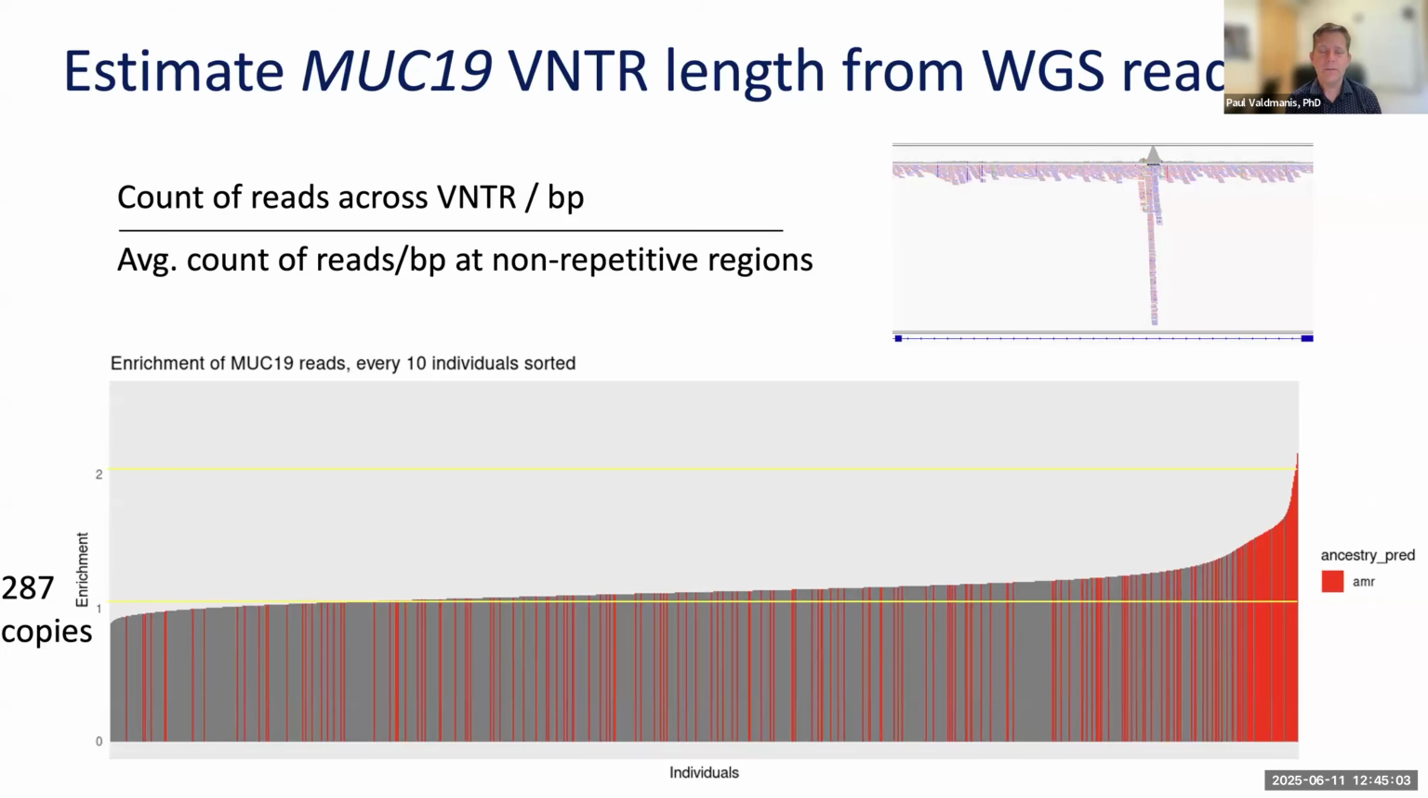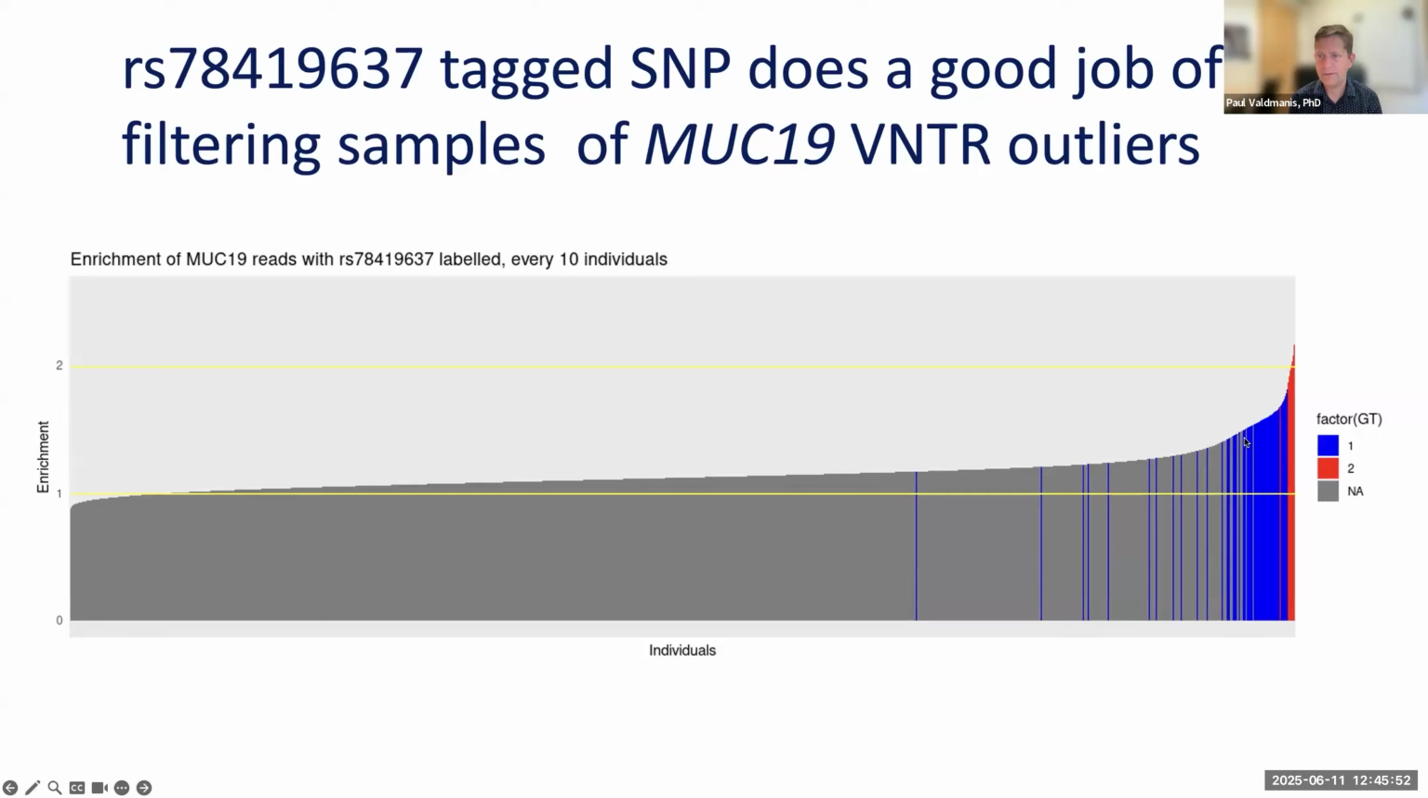So we were interested not only in doing a PheWAS, but also, as proof of principle, in using some of this information, like I was alluding to before, to estimate repeat length using short read data at the MUC19 locus. For this, we would count the number of reads across the VNTR and compare it to the average number of reads at non-repetitive regions. At MUC19, this is downsampled to 1 in every 10 individuals. You can see that the reference allele has 287 copies. For the MUC19 repeat expansion, any individual that had up to a doubling of that repeat length was predicted to be of American ancestry. Similarly, the positively selected variant was also associated with 1 or 2 copies, and 1 or 2 copies of the protective variant was associated with expansion and doubling of the MUC19 VNTR.